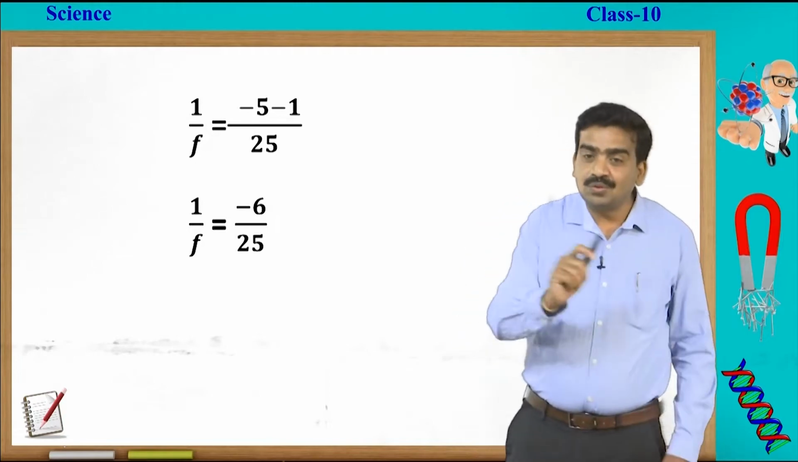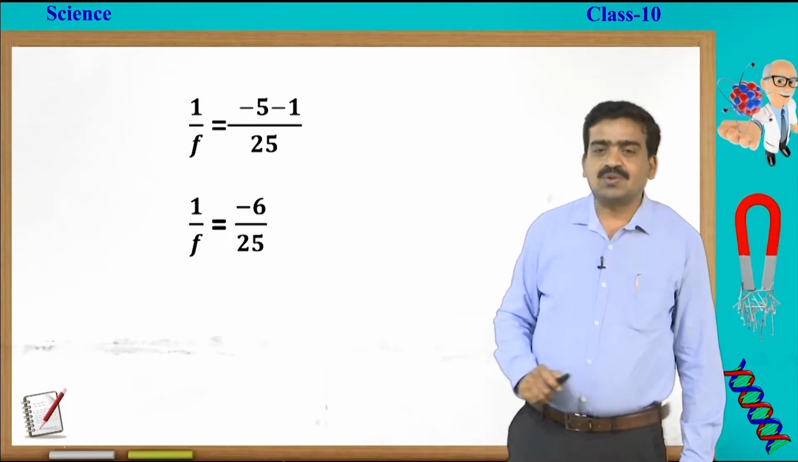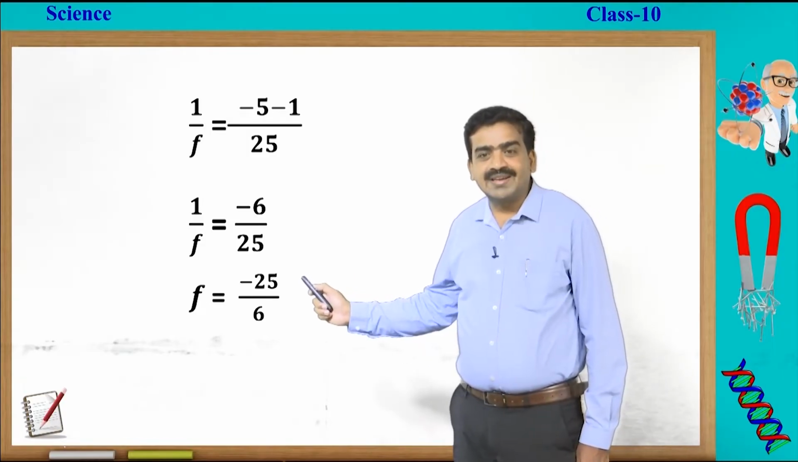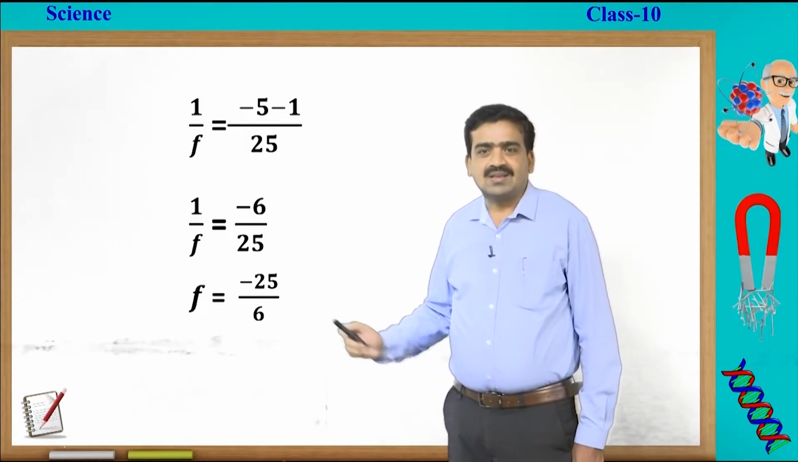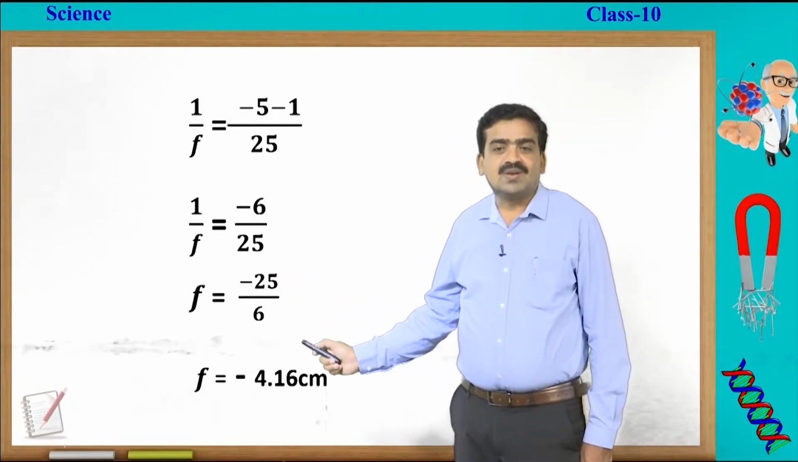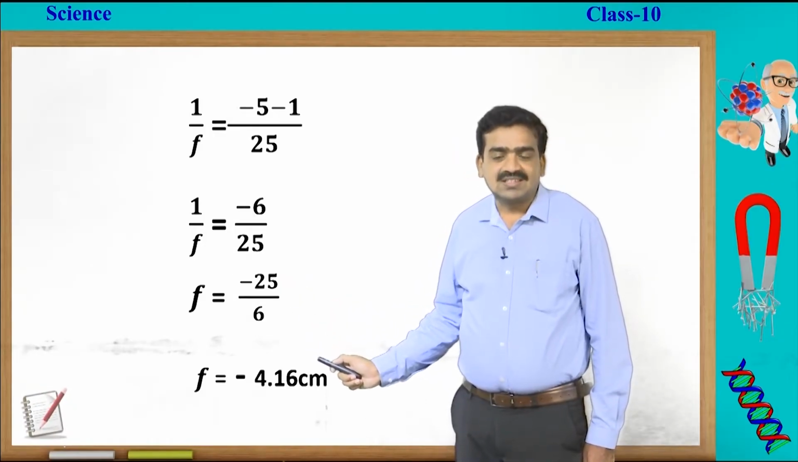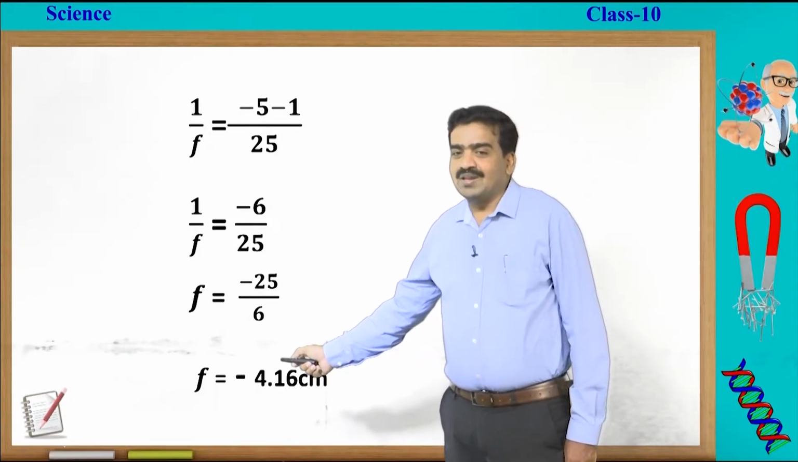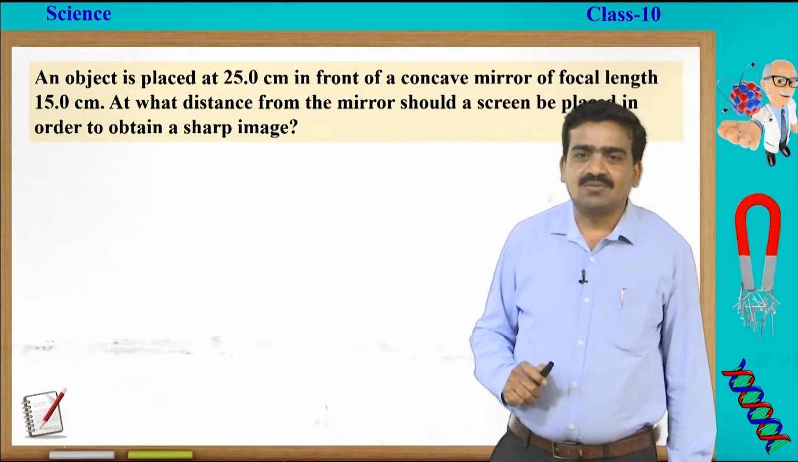Now, what you have to do? You have to take the reciprocal to calculate the focal length. So, therefore, f is equal to minus 25 by 6. Just divide 25 by 6 and you will get the answer minus 4.16. Since it is a concave mirror, the focal length will be negative. Now, let us solve one more problem.